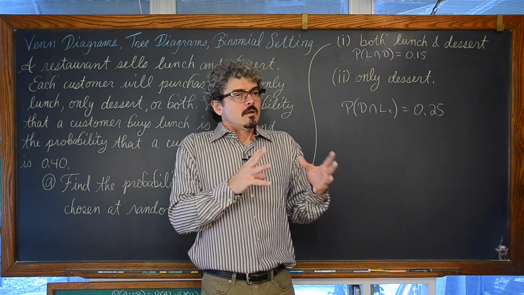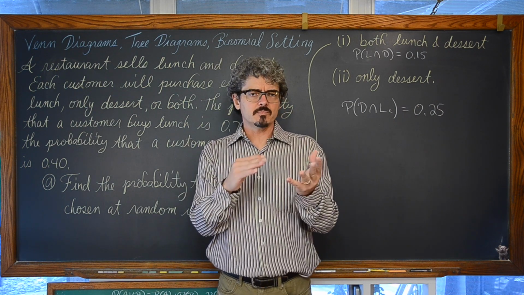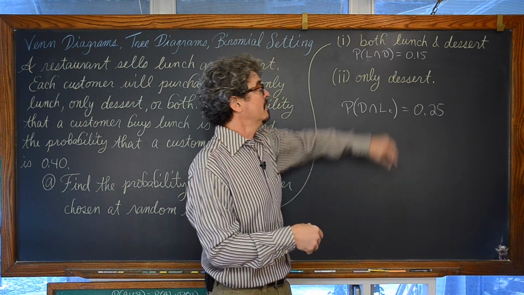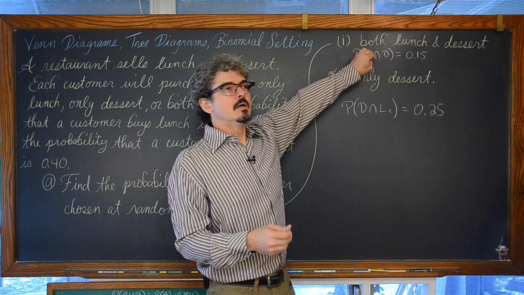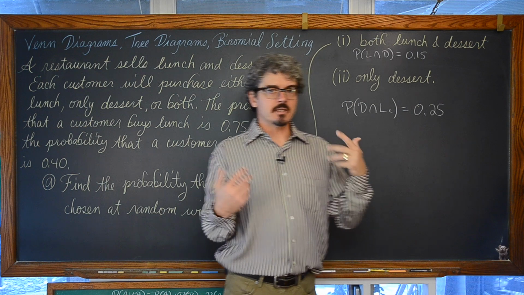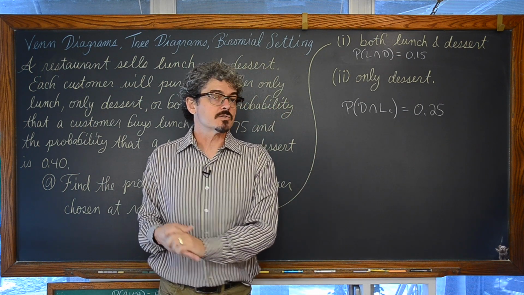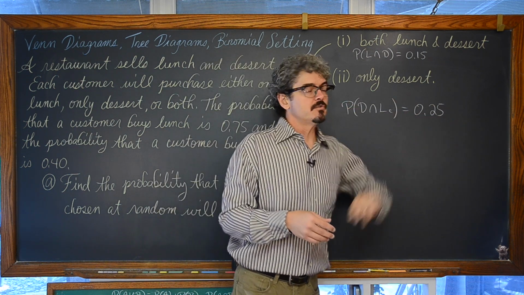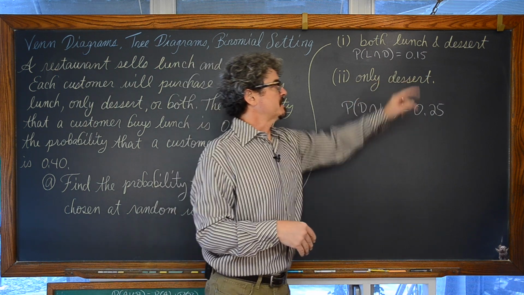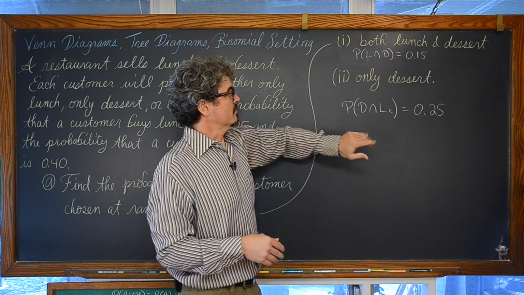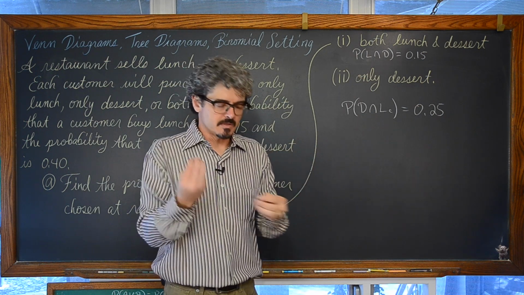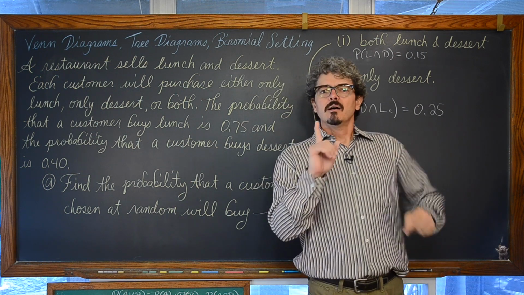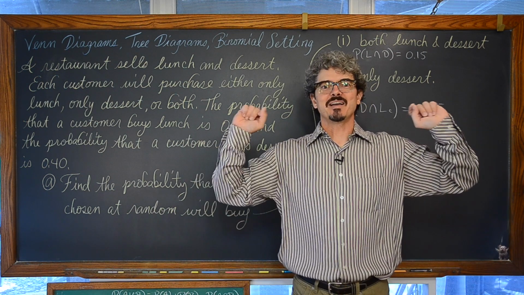So tests like AP will generally want you to write a full sentence in context, like, a customer chosen at random will have a 0.15 probability of purchasing lunch and dessert. A randomly chosen customer will have a 0.25 or a 25% probability of purchasing only dessert. Or you can have this written in your probability notation. It just depends on what your teacher and what the test is expecting, so make sure you know that before you go on to that test. Let's go on to part B right now.